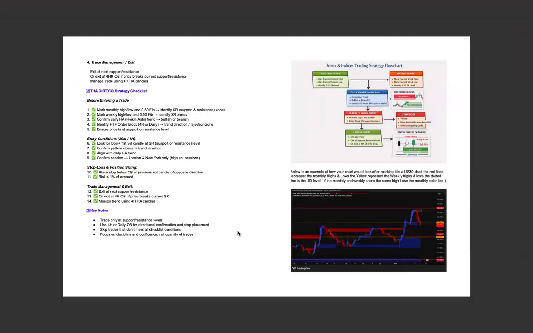So you only want to risk 1% of your account when you're trading. Proper risk management is how you stay in the game when trading.